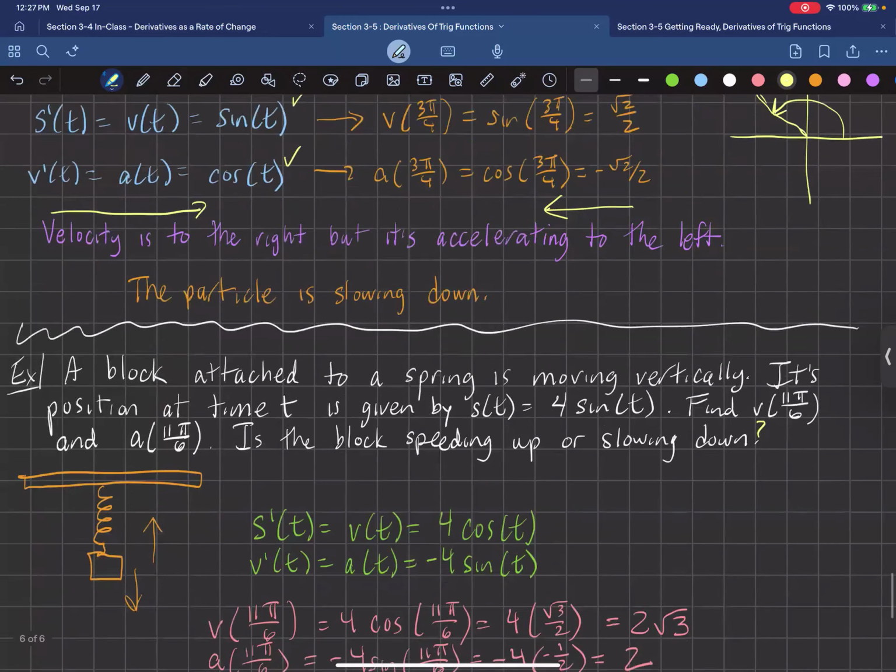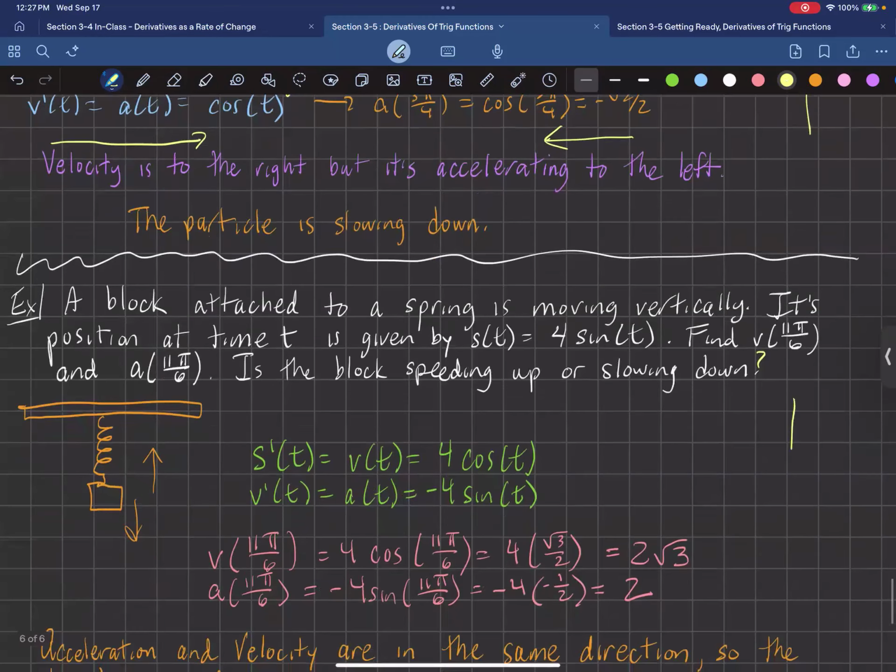So if we plug in 11 pi over 6, we are over here in quadrant 4. This gives us a reference angle of pi over 6, or 30 degrees. The main angle is 11 pi over 6, or 330. And so cosine of 11 pi over 6 is square root of 3 over 2. If I multiply that by 4, I get 2 root 3.